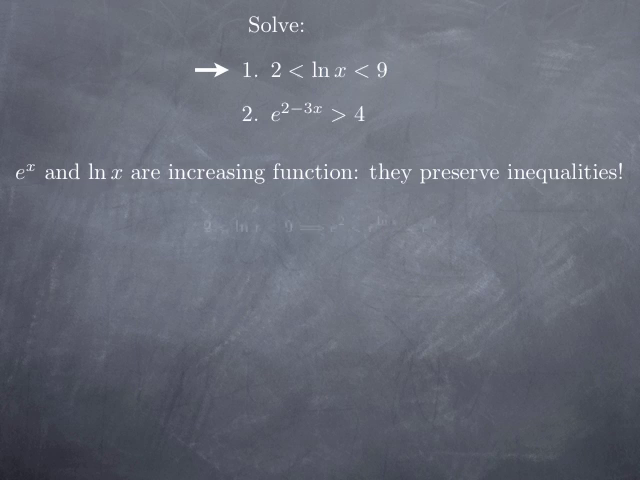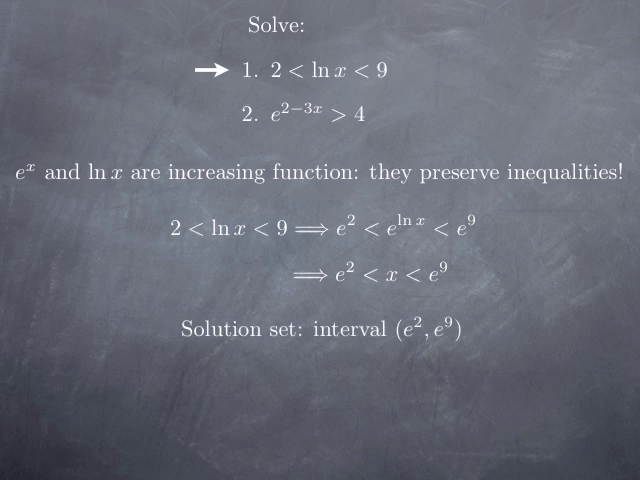For instance, for the first one, I have 2 less than ln of x less than 9. I can apply the exponential to each term in this sequence of inequalities, and because the exponential function is increasing, it's going to preserve the inequality. So I get e squared is less than e to the ln of x is less than e to the 9th, which means that x is between e squared and e to the 9th. Or in other words, the solution set is the open interval from e squared to e to the 9th.